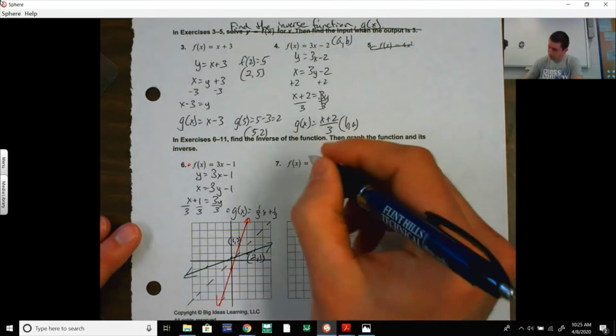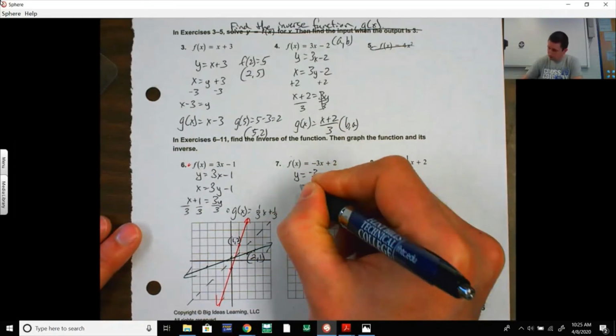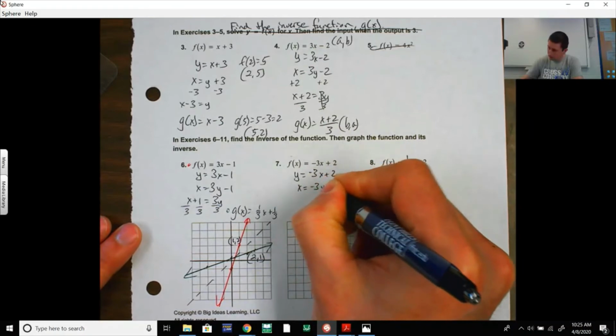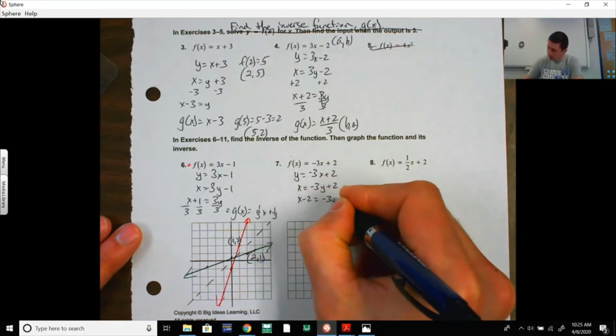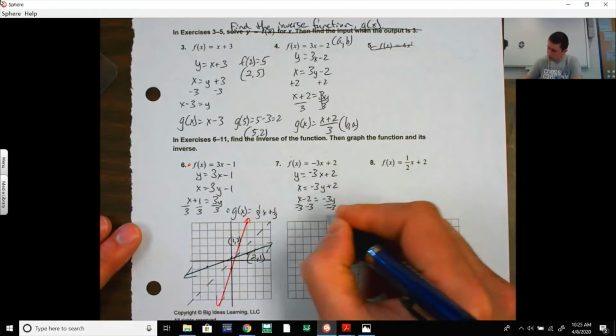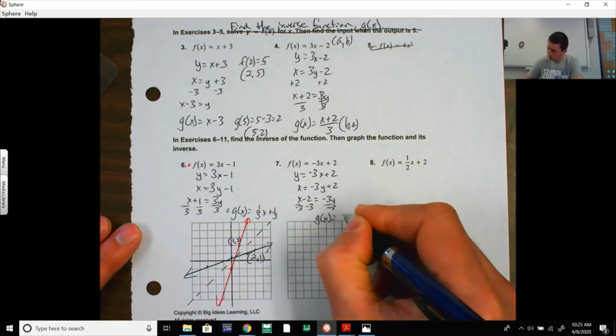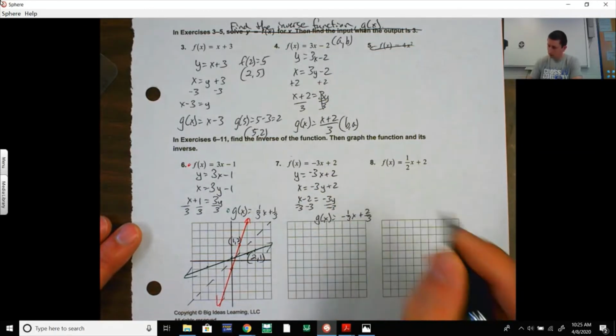Okay, we got 5 minutes before my next class. Here we go. Y equals negative 3x plus 2. X equals negative 3y plus 2. Minus the 2, so x minus 2 equals negative 3y. Divide everything by negative 3. So we get g of x equals, again, negative 1/3 x plus 2/3. They like their thirds.